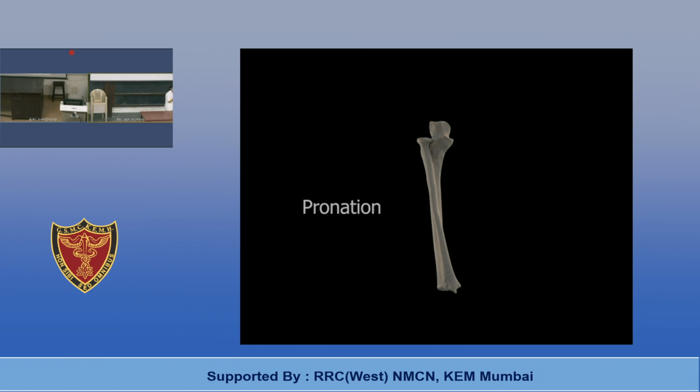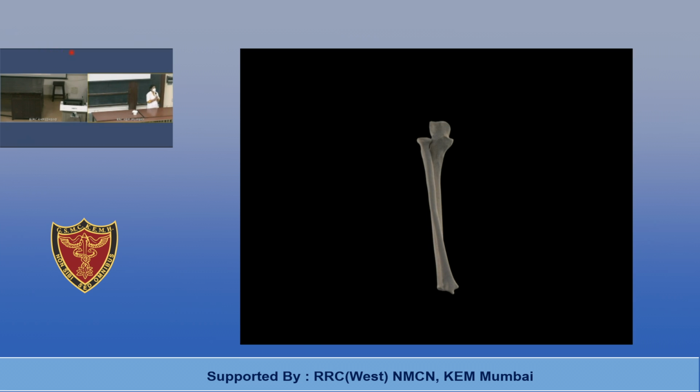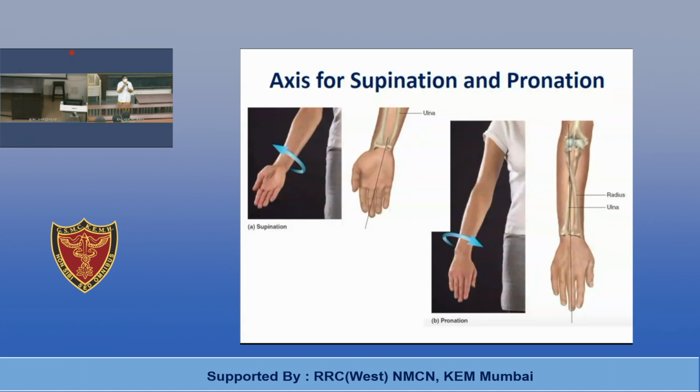The structure forming the ring is the atlas, with the axis. And what is rotating? The dens is fixed and the ring is rotating, right? The atlas is rotating along with the head region, as the occipital bones are present above. And in the case of the superior radio-ulnar joint, what is rotating and what is fixed? The radius is rotating and the ring is fixed. Correct? So what is the axis for supination and pronation?